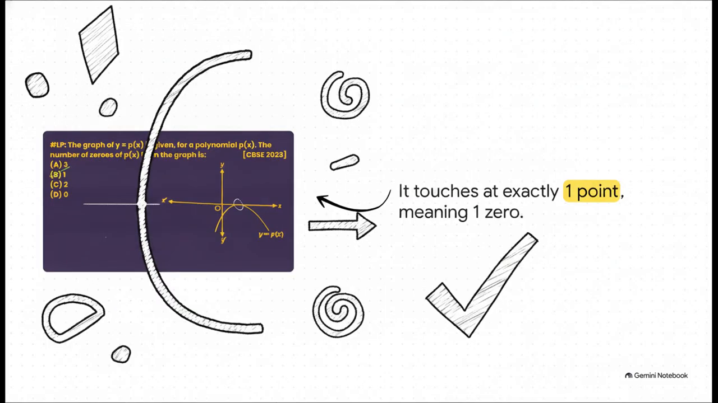Let's move to the next slide and see how this builds. The answer is exactly 1. The curve sweeps up, kisses the x-axis at a single, precise point, and drops right back down. One contact point means 1 zero. If you spotted that instantly, you have absolutely mastered reading polynomial graphs.